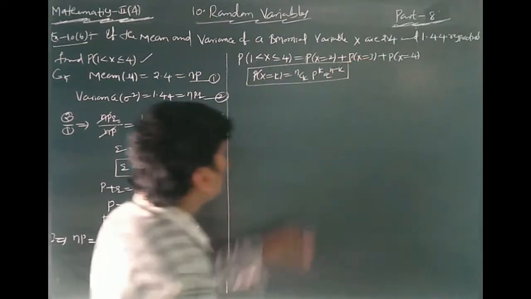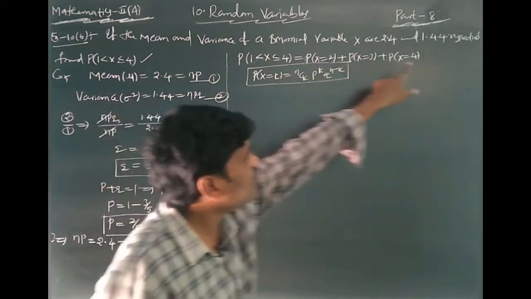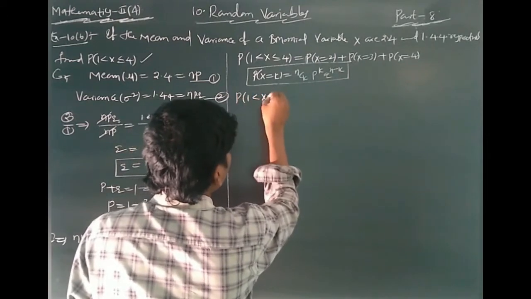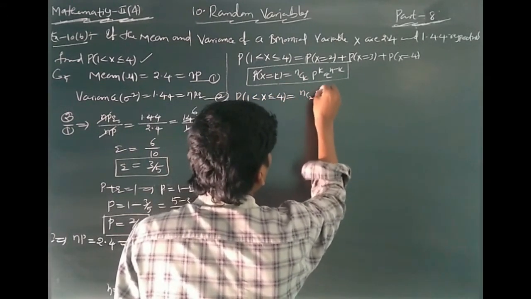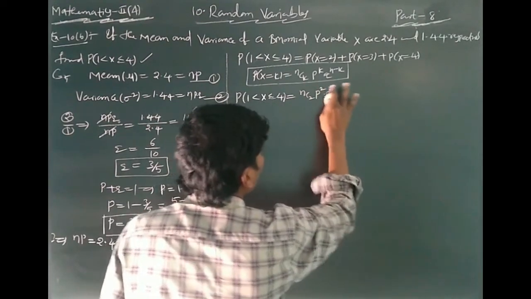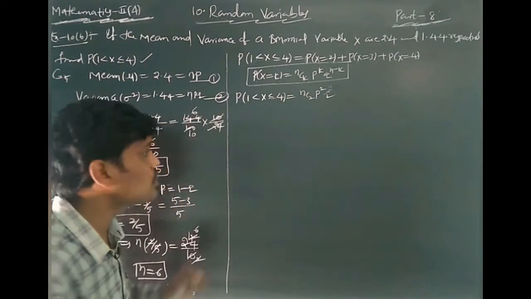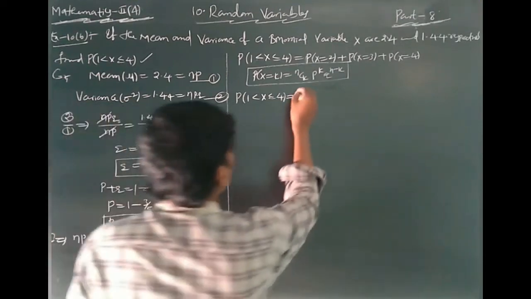In this formula, you can write first k value 2, after that k value 3, after that k value 4. Substitute, you get P of 1 less than x less than or equal to 4. nCk is nothing but nC2 p power 2 q power n minus k. Here n value is how much? Here you can write n value, which is 6.